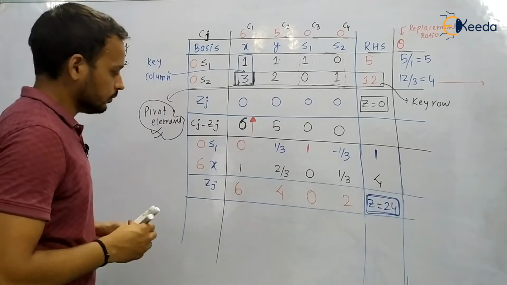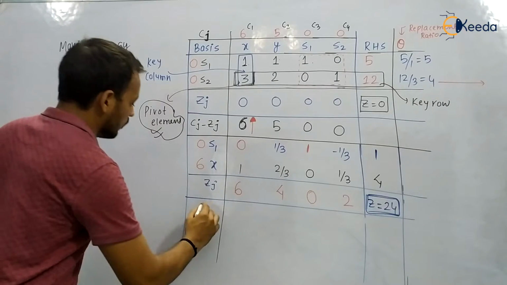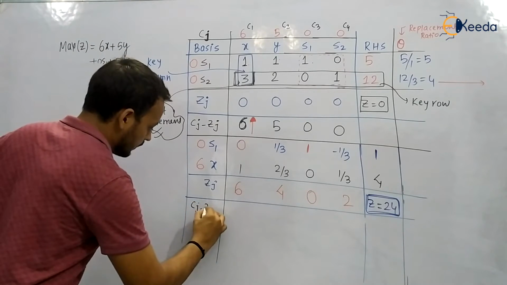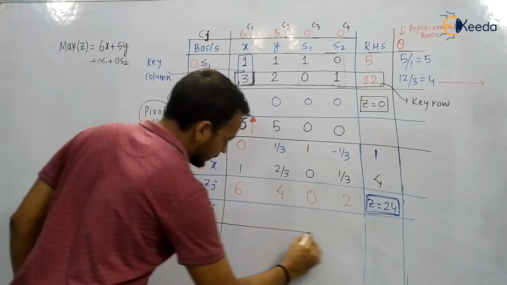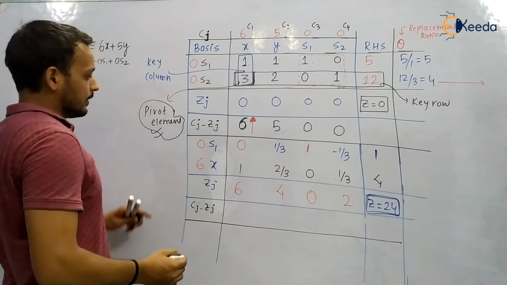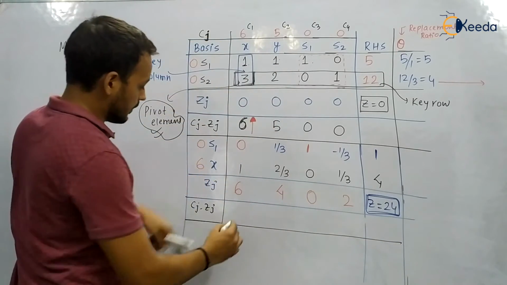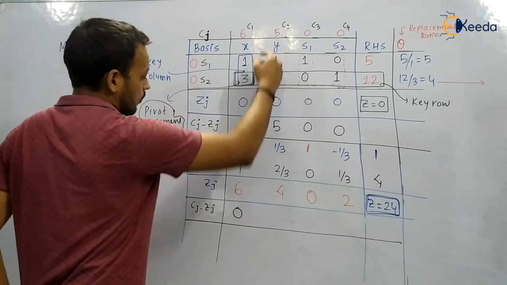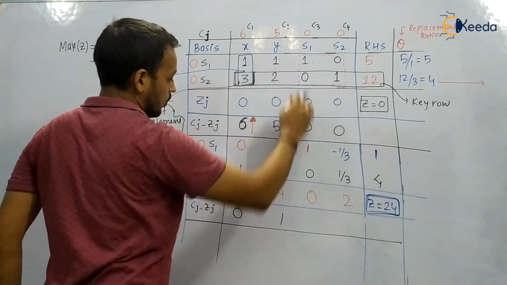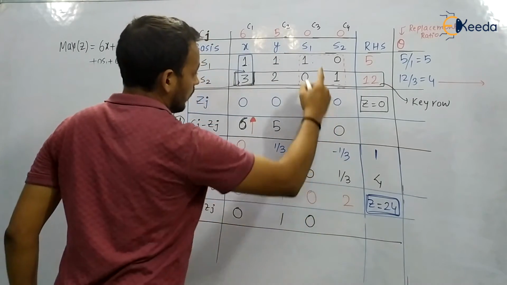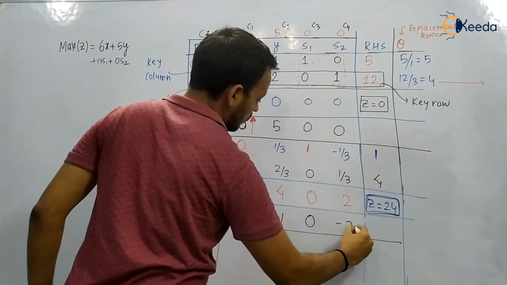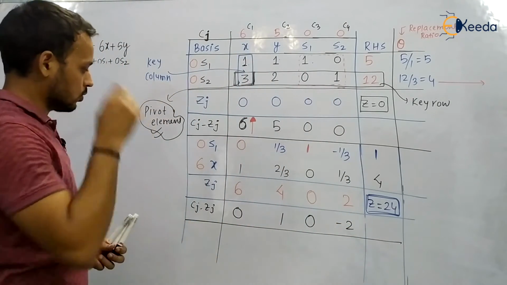Okay, so now what you have to do, you have to find Cj minus Zj. So Cj minus Zj: 6 minus 6, 0; 5 minus 4, 1; 0 minus 0, 0; and 0 minus 2, minus 2.